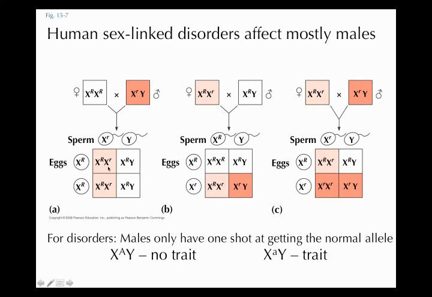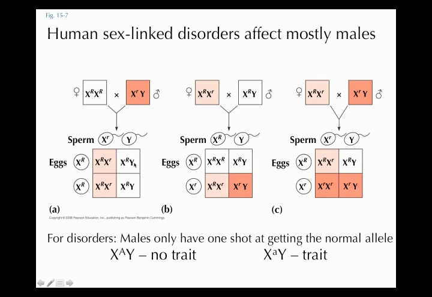Because in order to be a girl, you have to get 2 X's. Obviously, you got one from your mom, but you had to get the one from the dad in order to be a girl. And so if dad has the hemophilia allele, then all his daughters will have it. They have to, because they had to get his X.